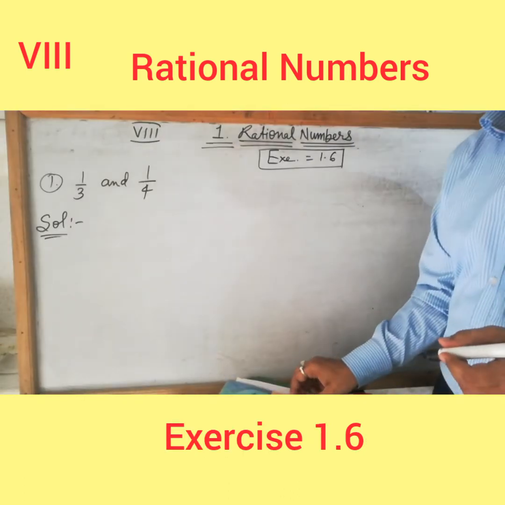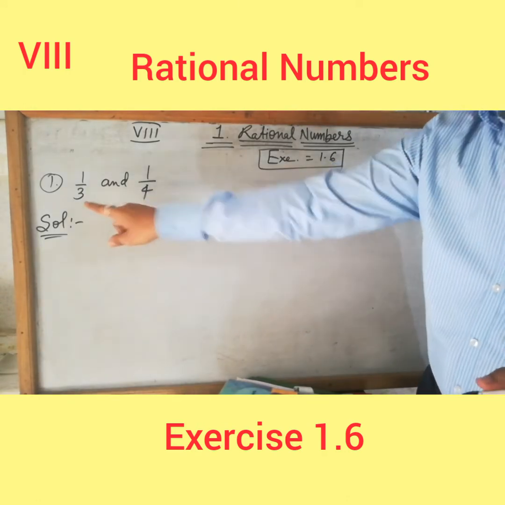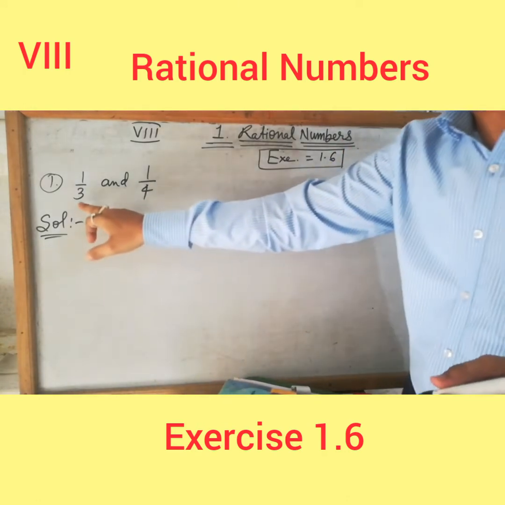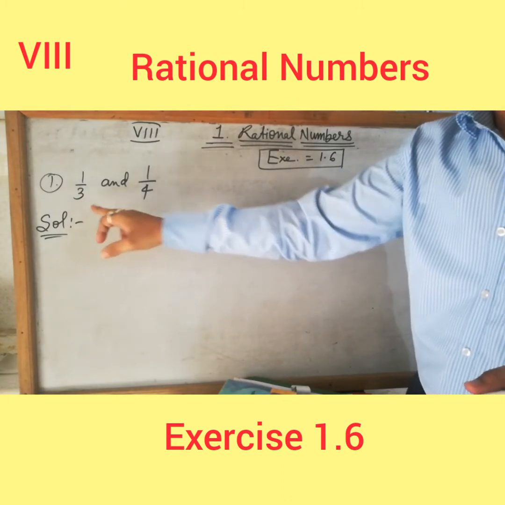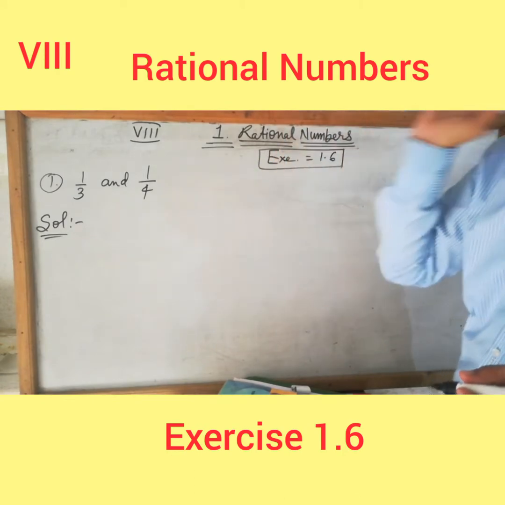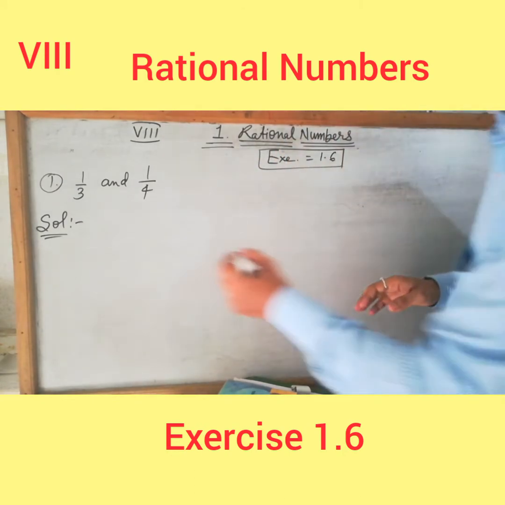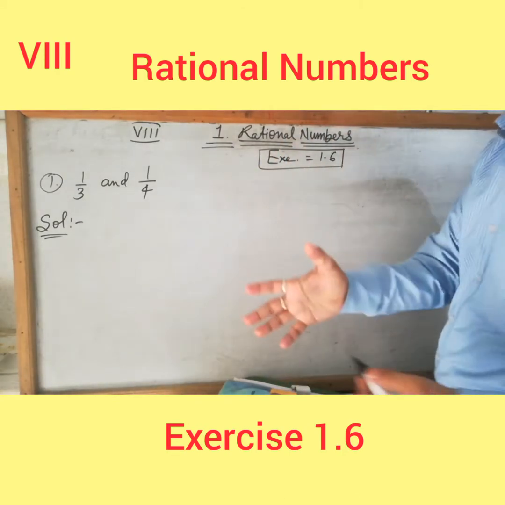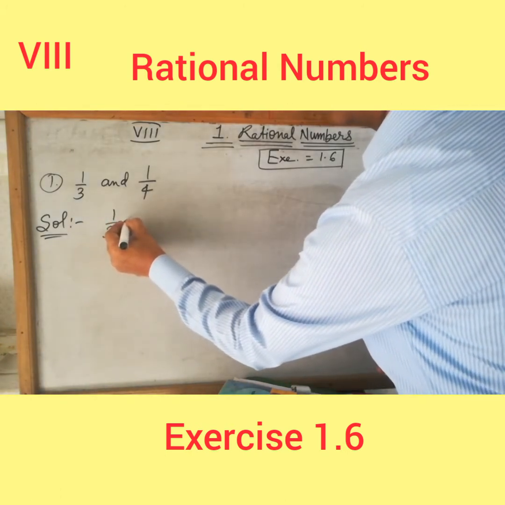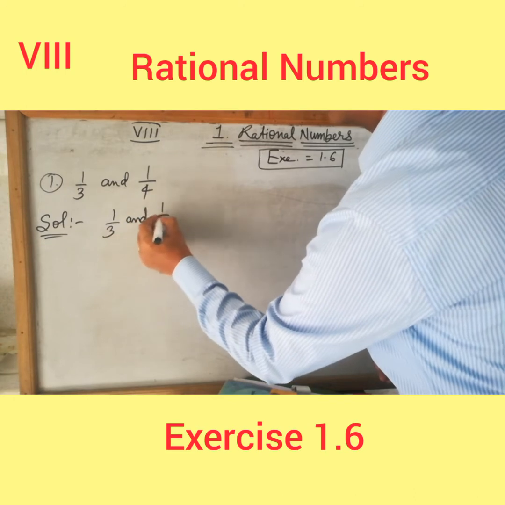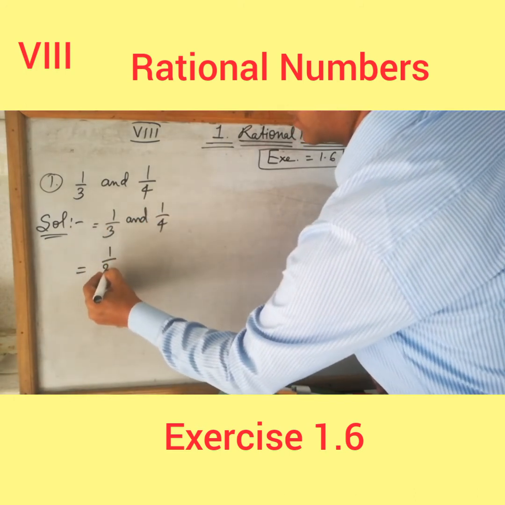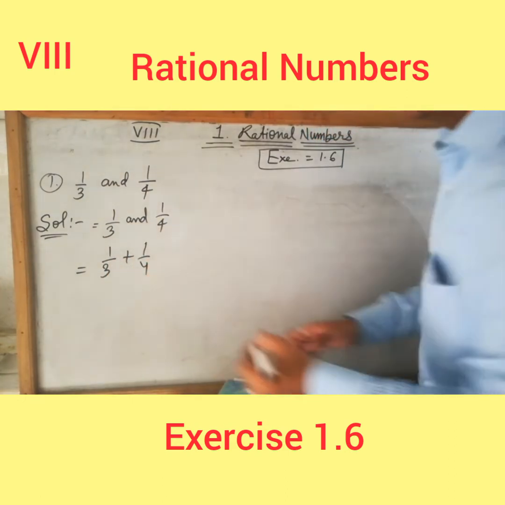Now we are moving to question number 1 of Exercise 1.6. The two rational numbers are given: 1/3 and 1/4. We have to find a rational number between them. What is the first step? Step 1: you have to add the numbers 1/3 and 1/4. We apply the first step, add the numbers.